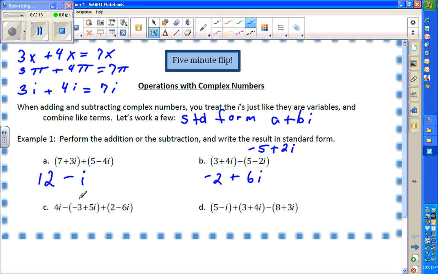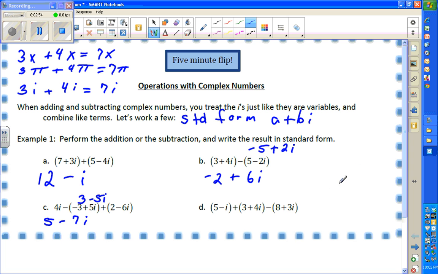In C, again, let's distribute the negative on the second term. That makes 3 minus 5i. Adding up like terms, we have 3 plus 2 is 5. And then on the imaginary parts, 4i minus 5i, that's negative i, and negative i minus 6i. Altogether, we have negative 7i. So my complex number is 5 minus 7i.